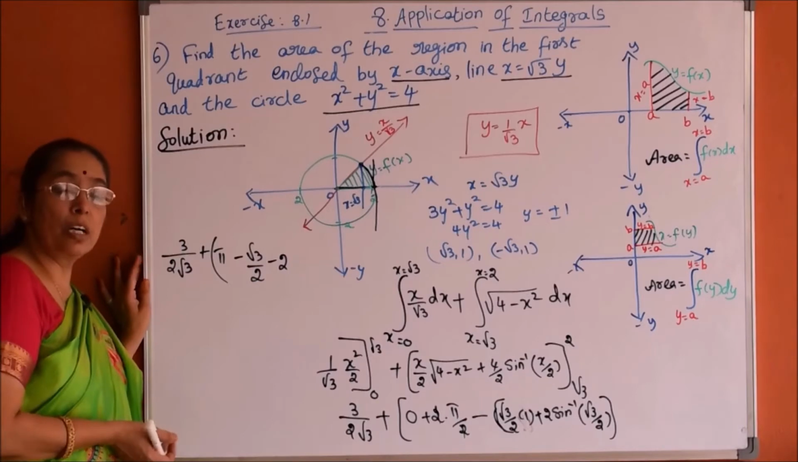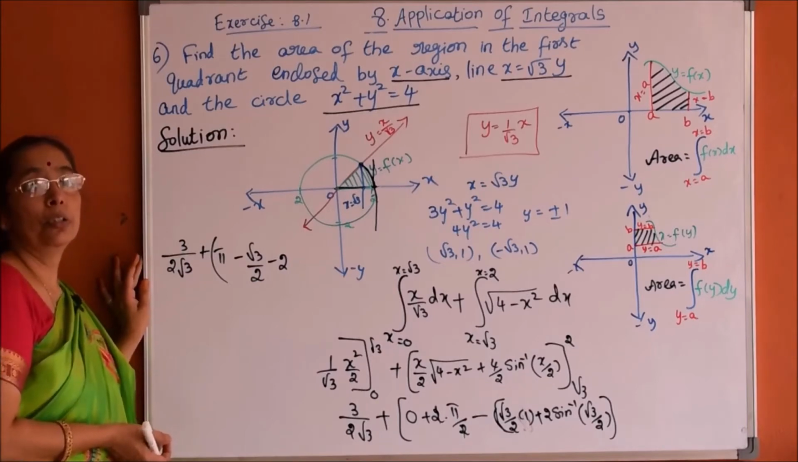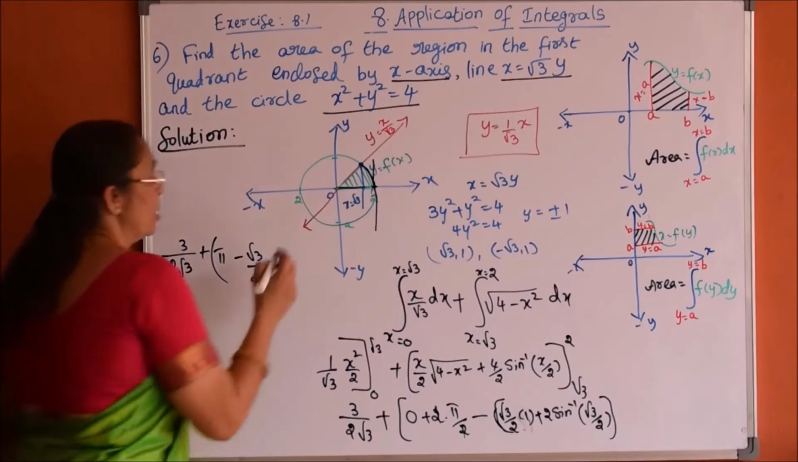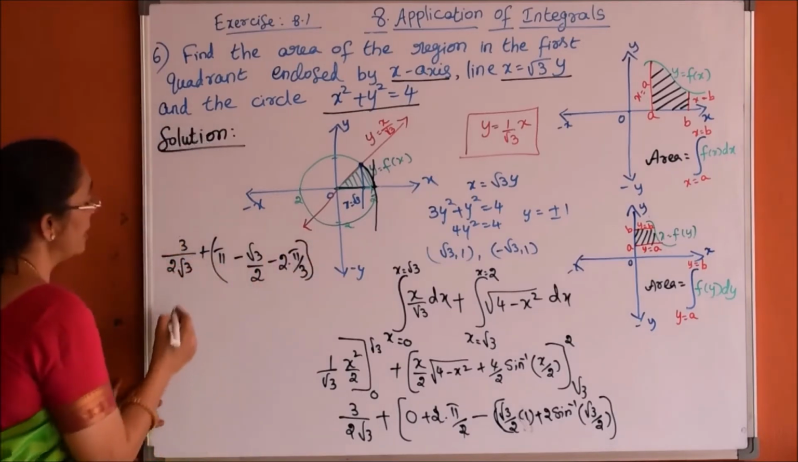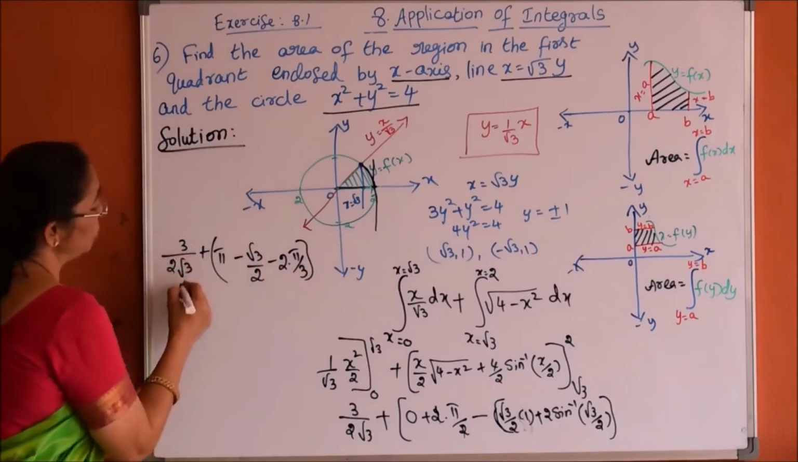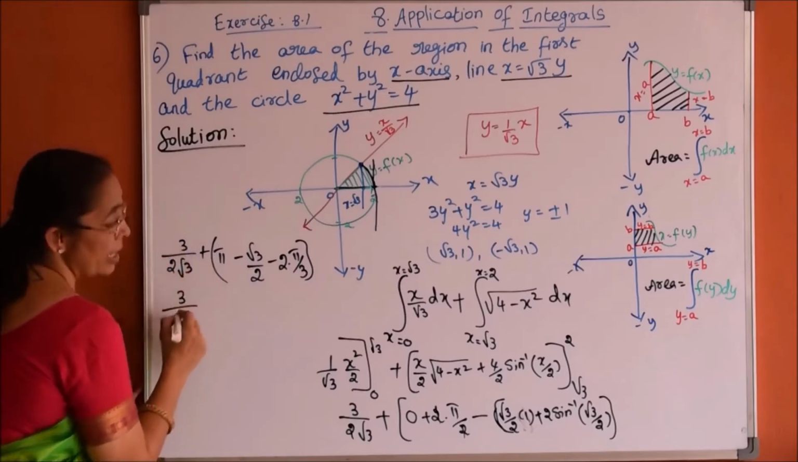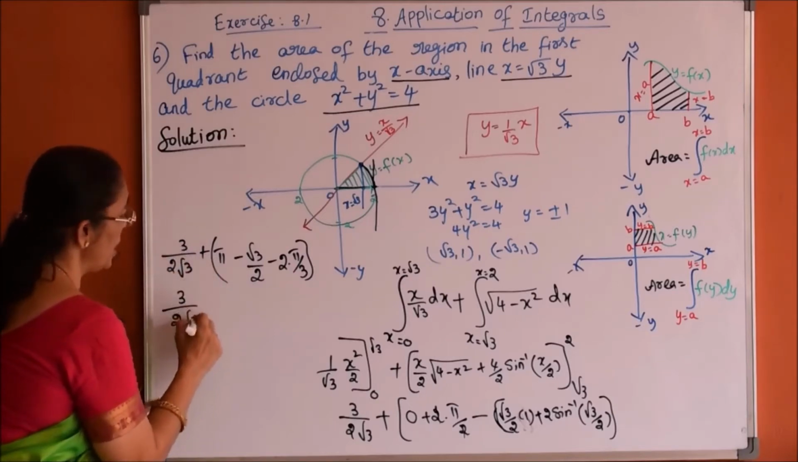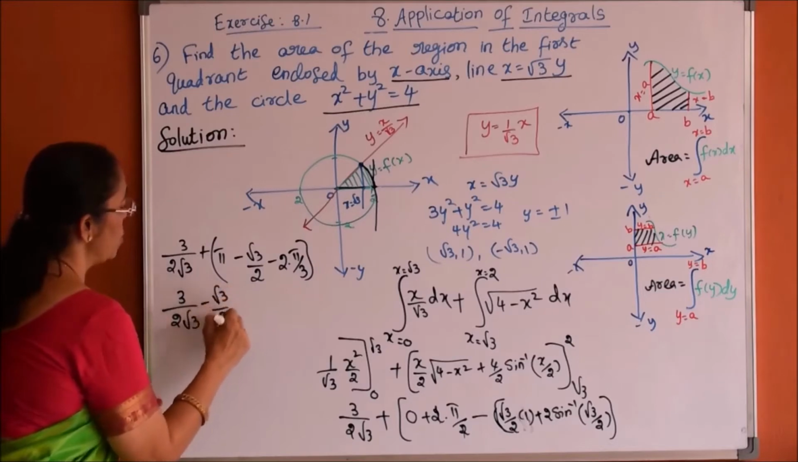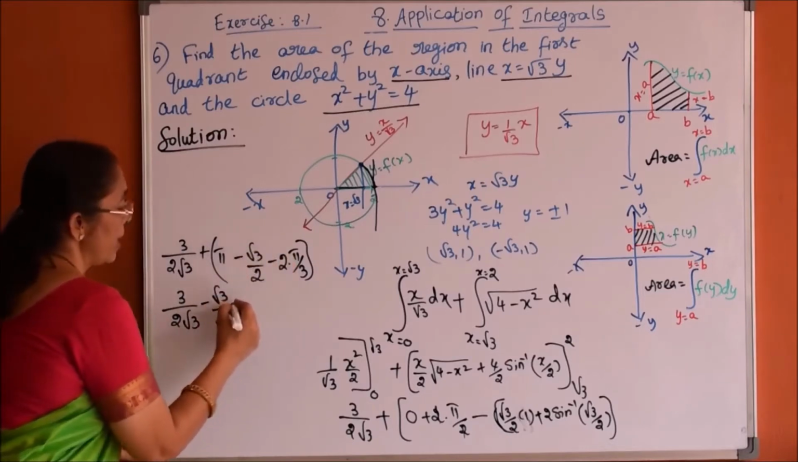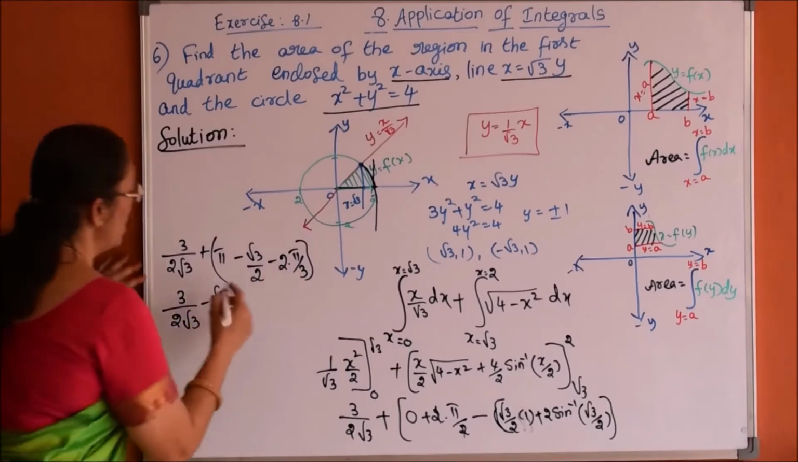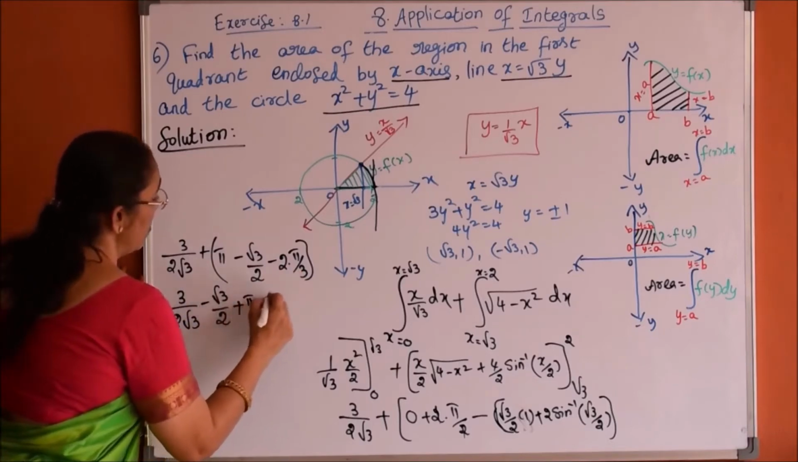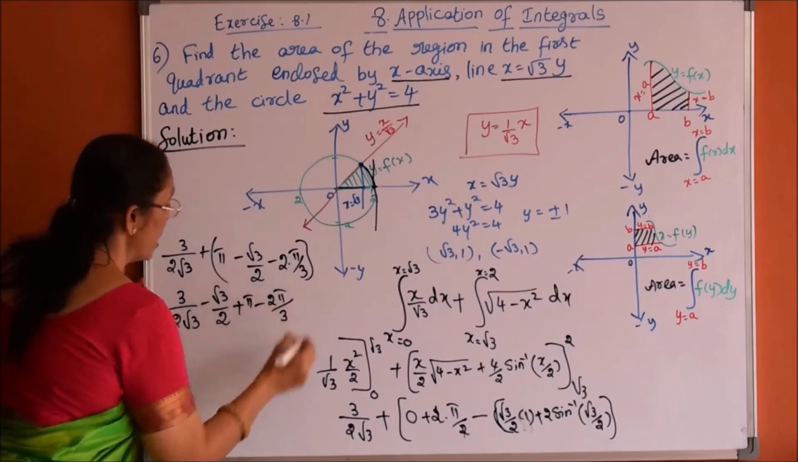So, sine inverse of which value is root 3 by 2? 60 degrees, which is pi by 3. So, with pi by 3, we will get 3 by 2 root 3 here, minus root 3 by 2, and this one is minus 2 into pi by 3, minus 2 pi by 3. So, plus pi minus 2 pi by 3. We will take LCM and do.